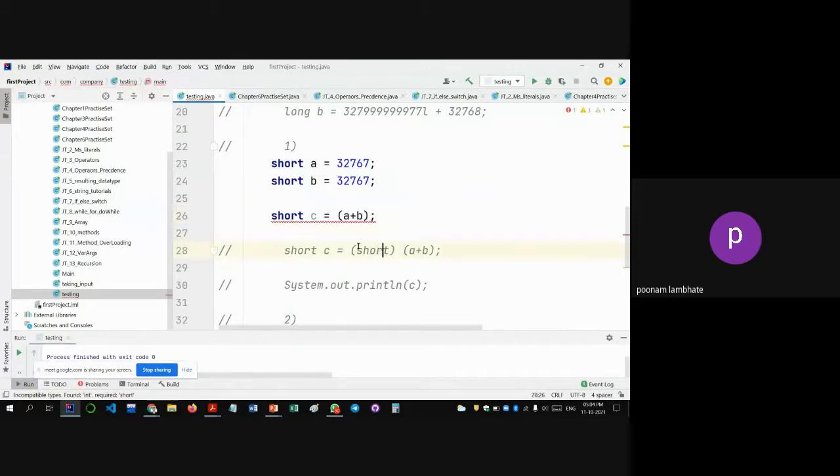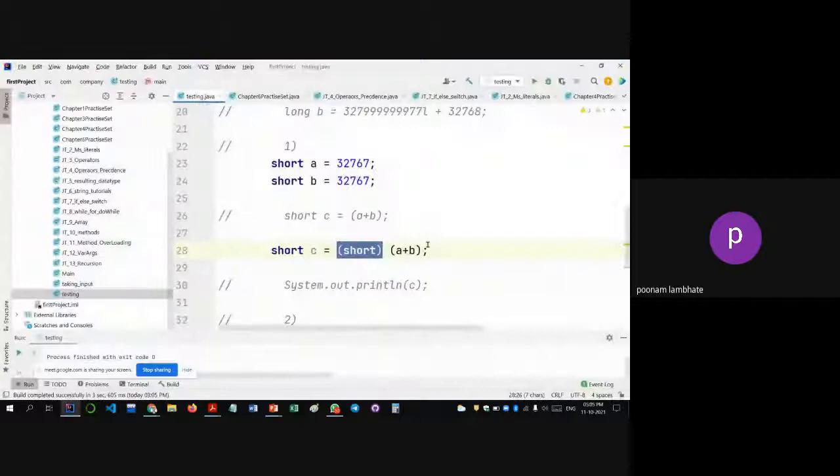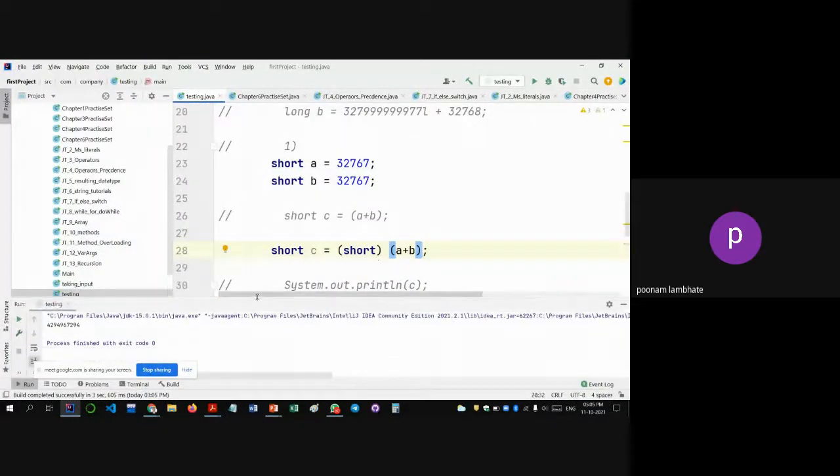The solution is, as they have said, cast to short. Typecasting means temporary conversion from one data type to another. So see, now the error has gone. This is the way of typecasting, meaning type conversion. A plus B is in the integer range actually, but you're forcefully converting it into short. So definitely there will be some data loss, right? Because the size of short is less than integer. And one more thing: if you run such a statement, you will not get the desired output.